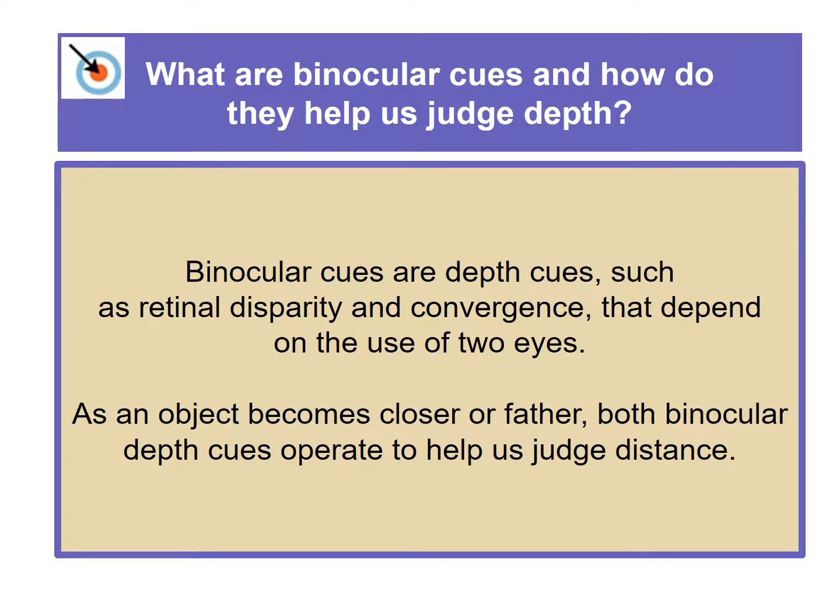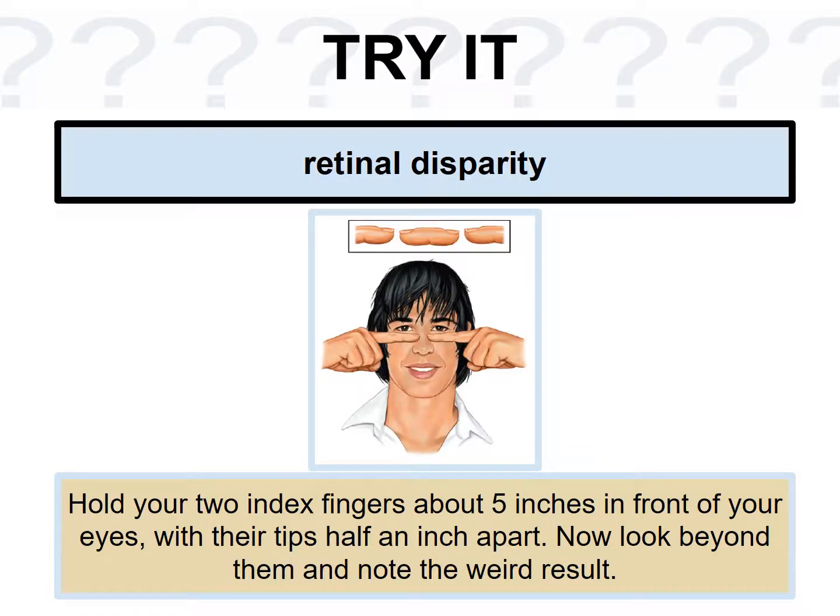Okay, what are binocular cues and how do they help us judge depth? Binocular cues are depth cues, such as retinal disparity and convergence, that depend on the use of 2 eyes. As an object becomes closer or farther, both binocular depth cues operate to help us judge distance. So let's try it. Hold your 2 index fingers about 5 inches in front of your eyes with their tips half an inch apart. Now look beyond them and note the weird result.